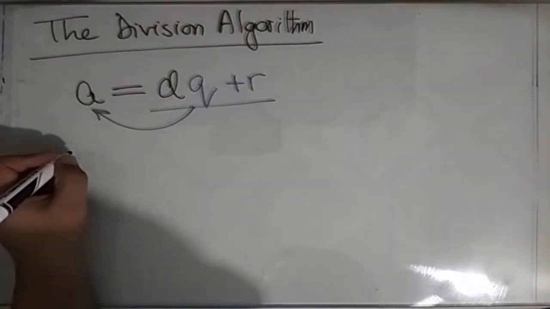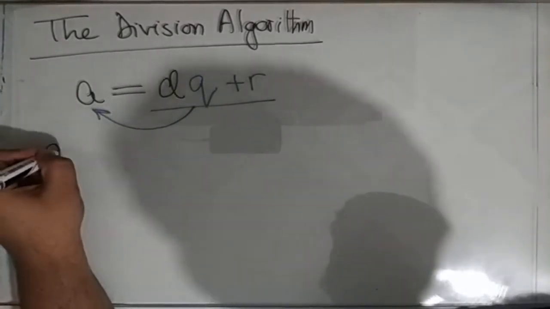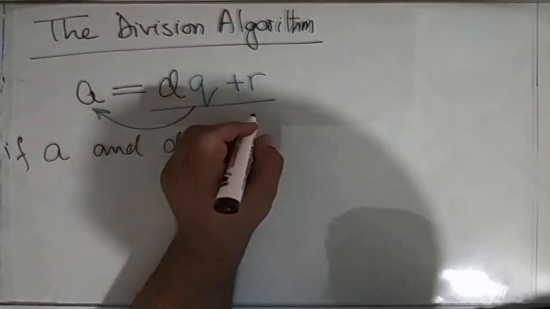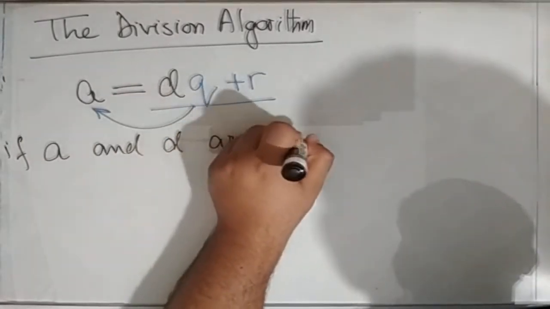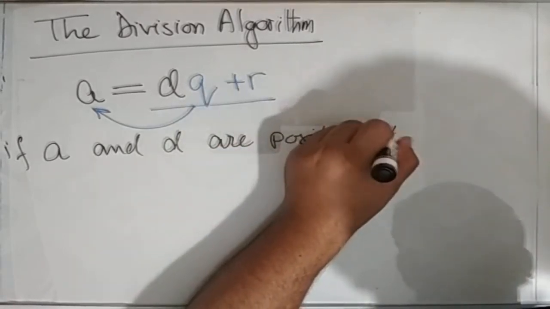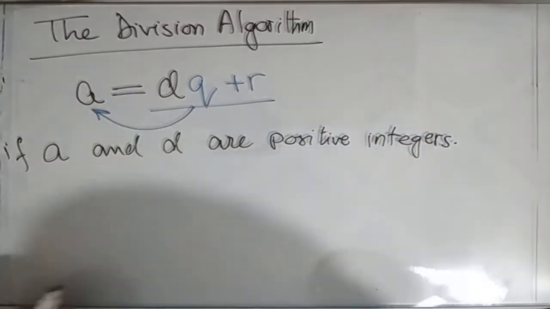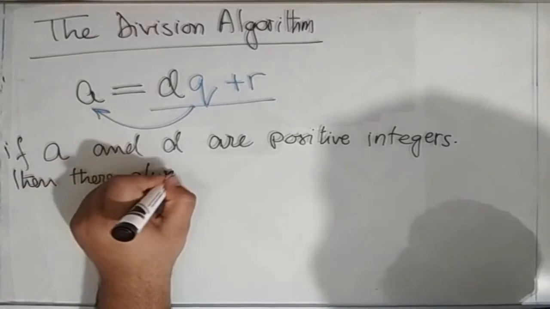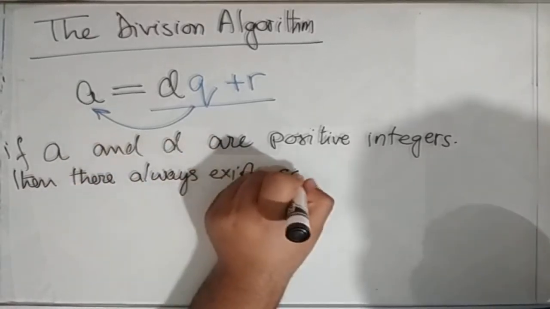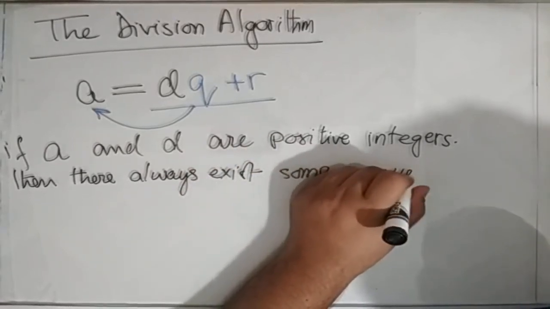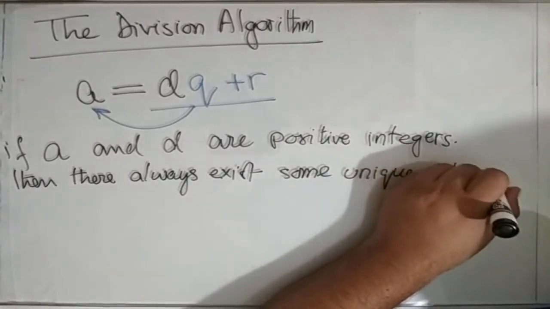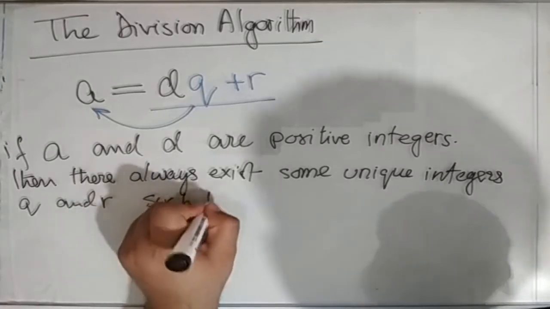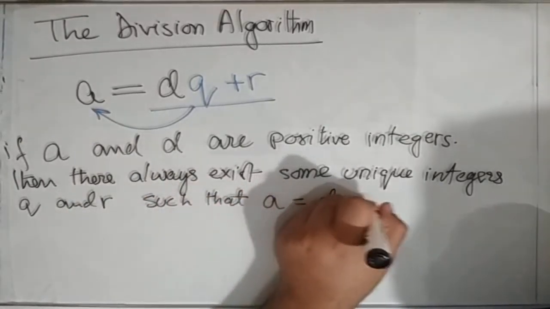So formally, what we can say is that if a and d are positive integers, then there always exists some unique integers q and r such that a equals d q plus r.